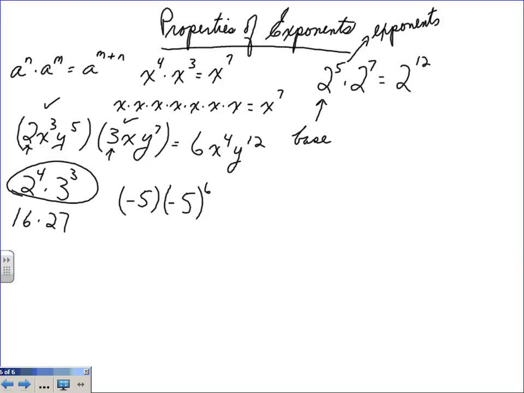What is the base number? -5. If the bases are the same, what do you do with the exponents? You add them together. The base stays the same, and you add the exponents. And why is it 7? Because there's a 1 there. If nothing is written up there, -5 to the first power is simply -5, so we don't have to write that 1 there.